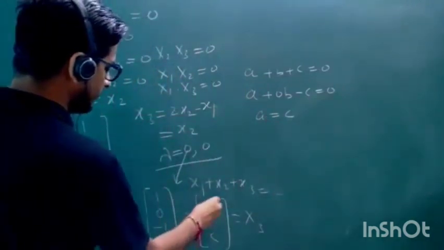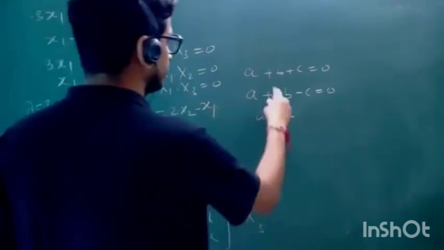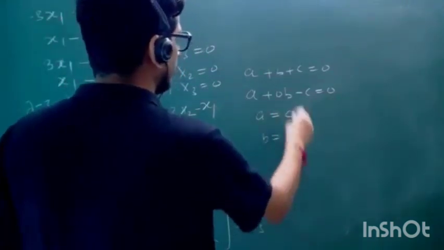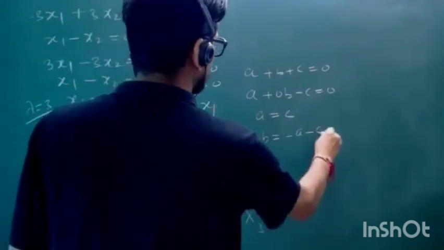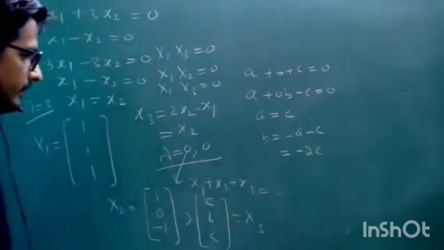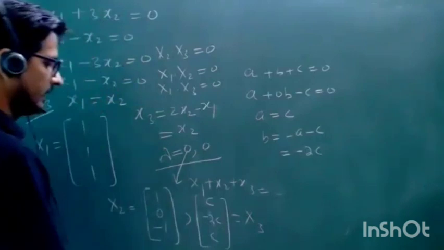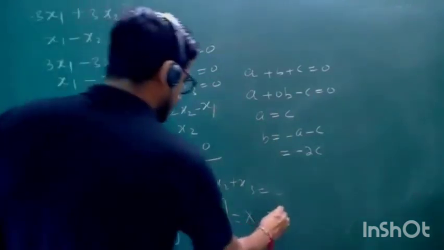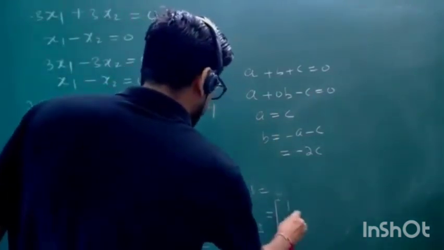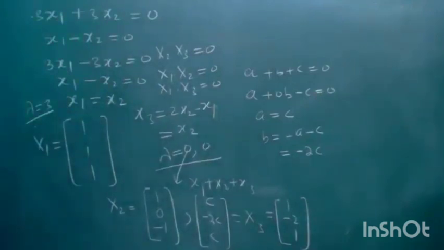So this is c. And what is b? b is equal to minus a minus c. That means minus 2c. So this is minus 2c. Now take c is equal to 1. So it will become 1, minus 2 and 1. So this is better. Always take this. Now check. Yes, sir, it is coming. Okay.